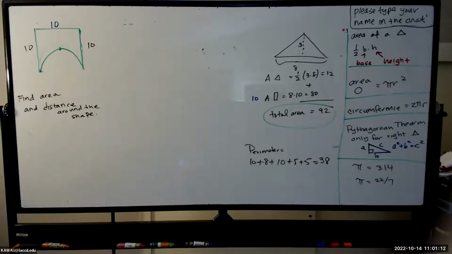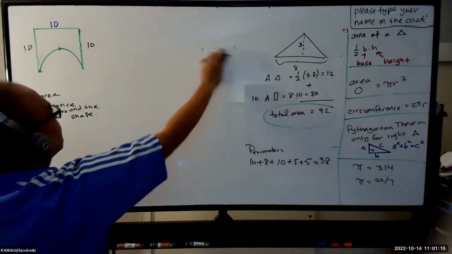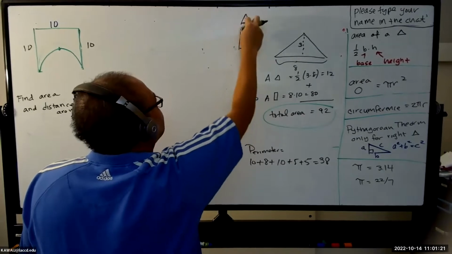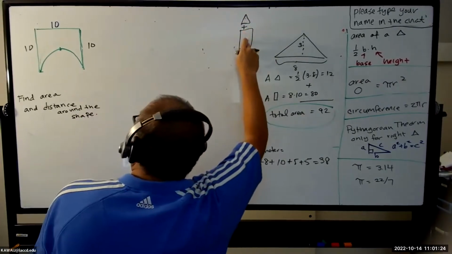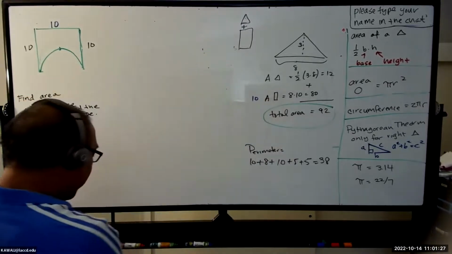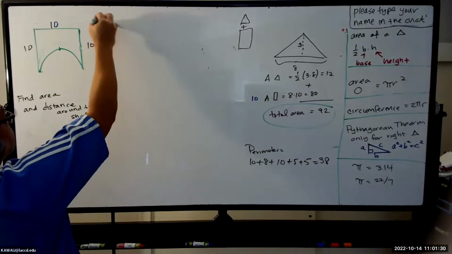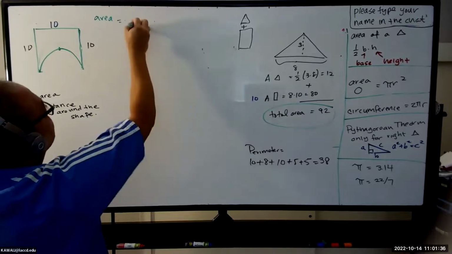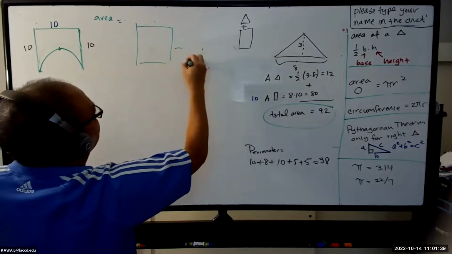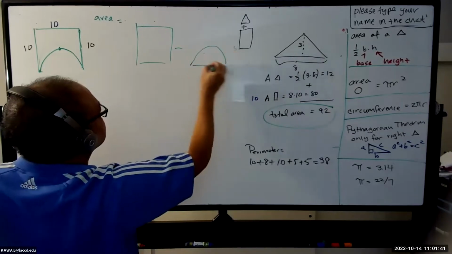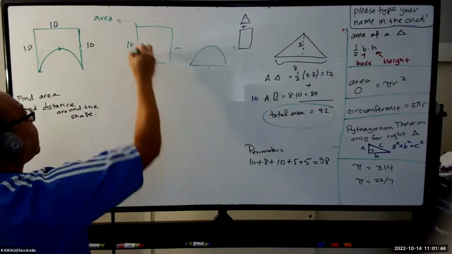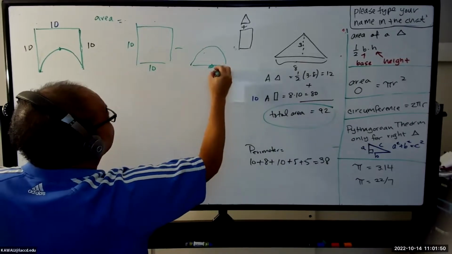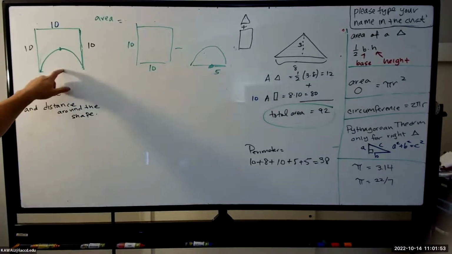Now for area, we're used to adding things, right? In this past one, we said the area is this shape plus that shape. But we can also do subtraction. This area is equal to the area of the rectangle minus the area of the half circle. And we know that this is 10, and this is 10, and this is 5.